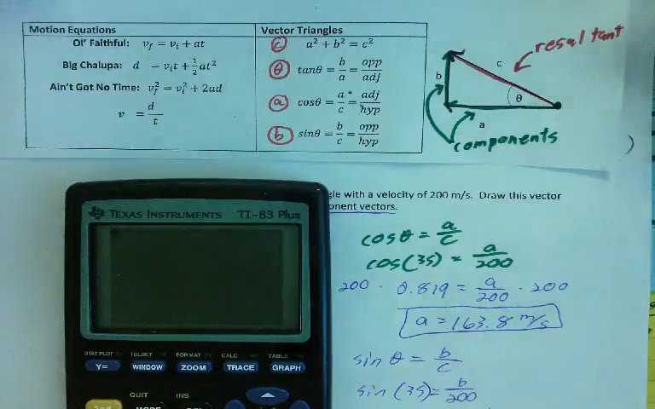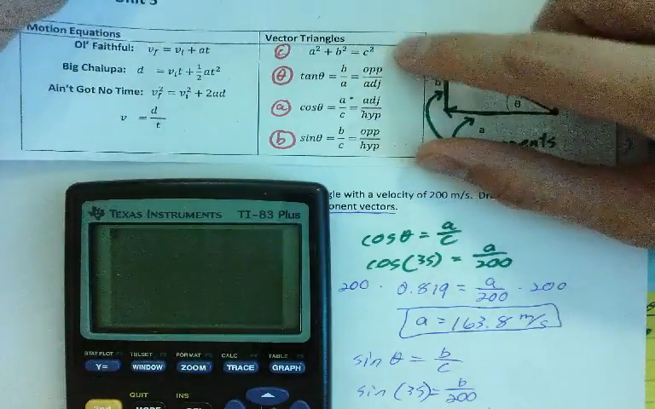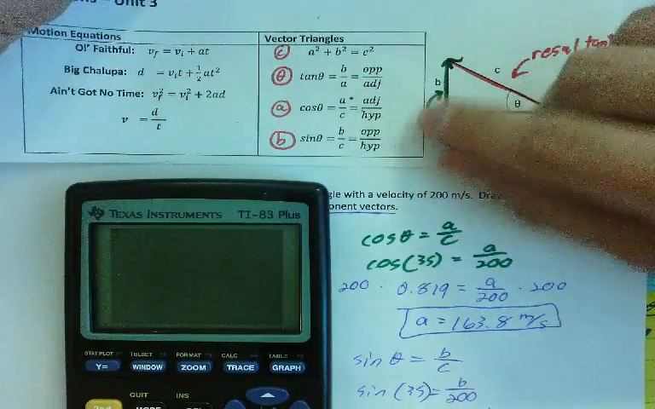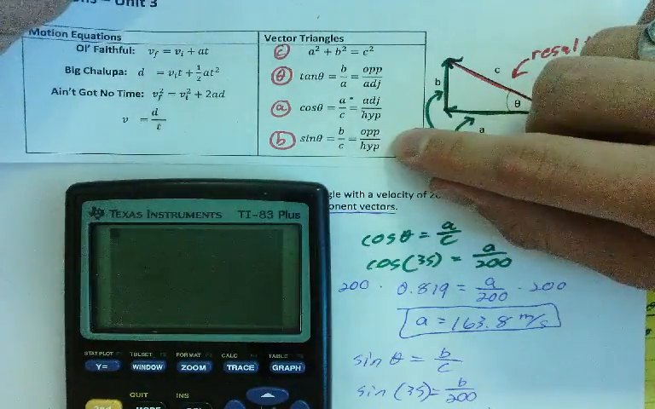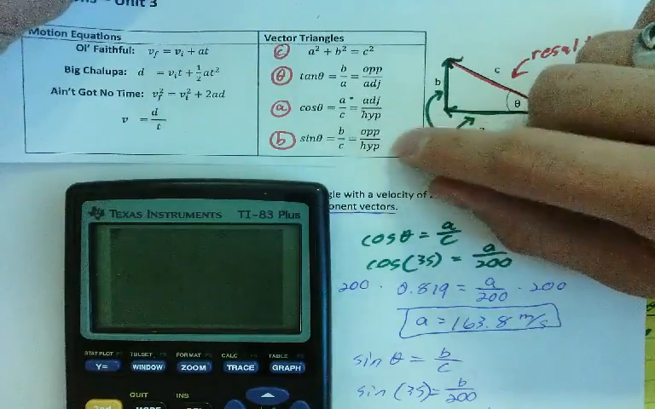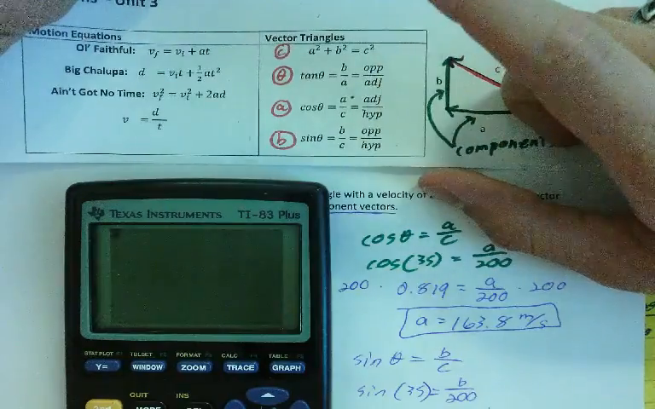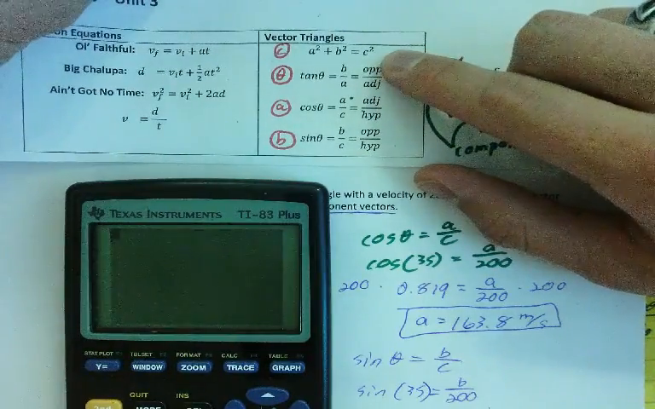If I'm solving for C, I use Pythagorean theorem. If I'm solving for theta, I use tangent. If I'm solving for A, I use cosine. If I'm solving for B, I use sine. Solving for theta, use tangent. Solving for C, use Pythagorean theorem.